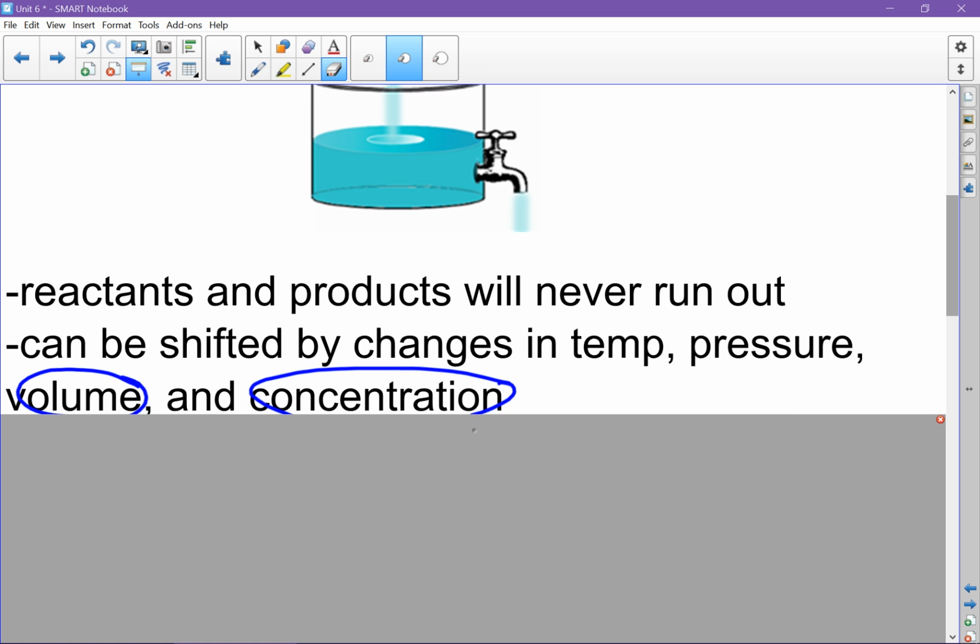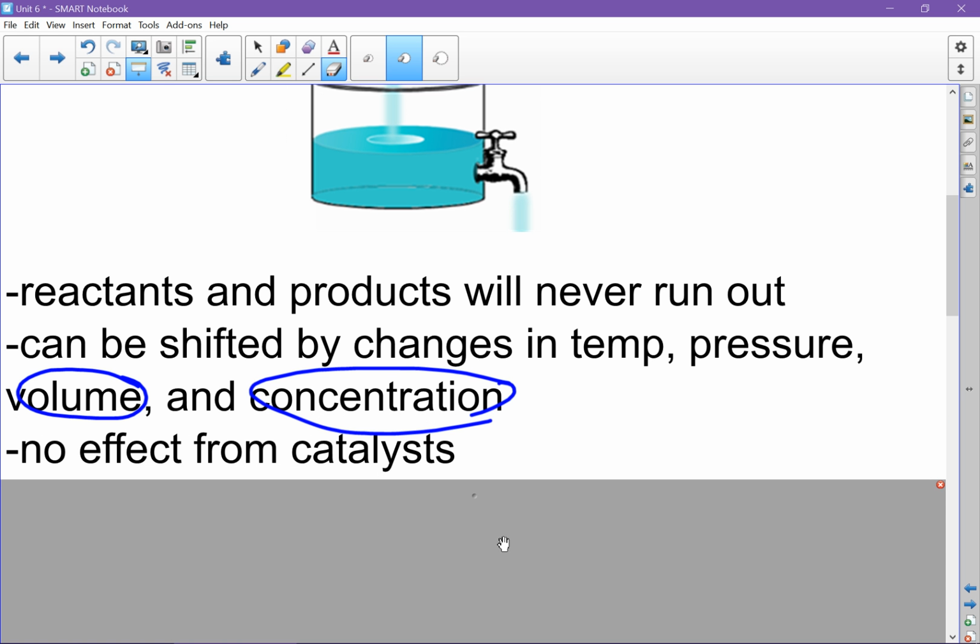What you can't do is cause a shift by a catalyst. So remember, a catalyst just makes things go faster, but even if I poured water in and out of that tank faster, I would still keep them at the same rate.